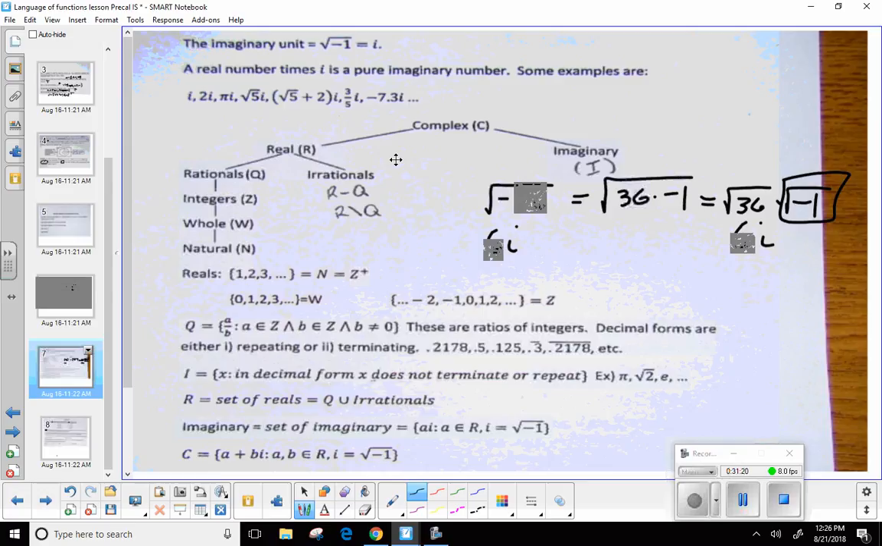So if I were to give you something like, I don't know, the square root of negative 144, what would that be? 12i. So really 12 times the square root of negative 1, because I can't do anything with that negative.